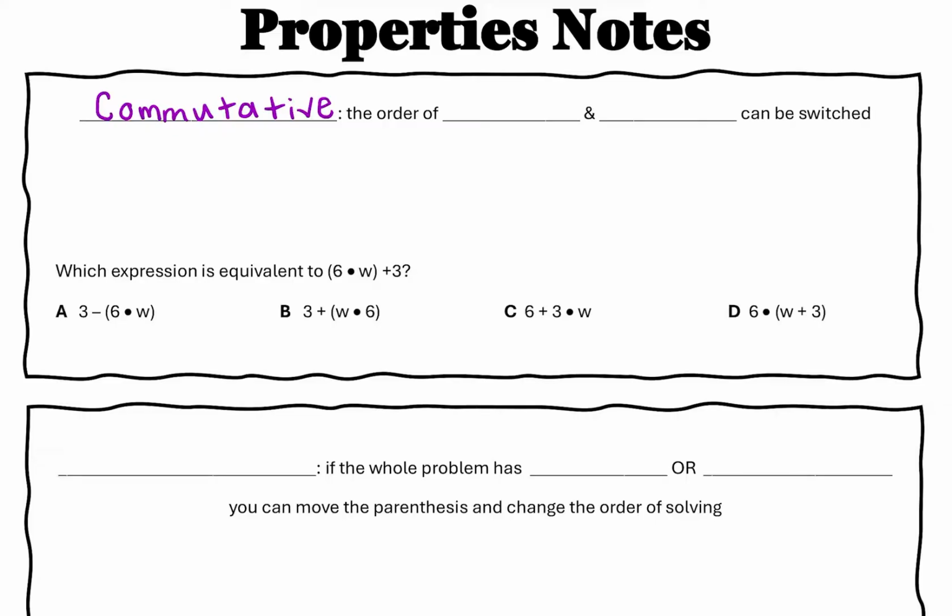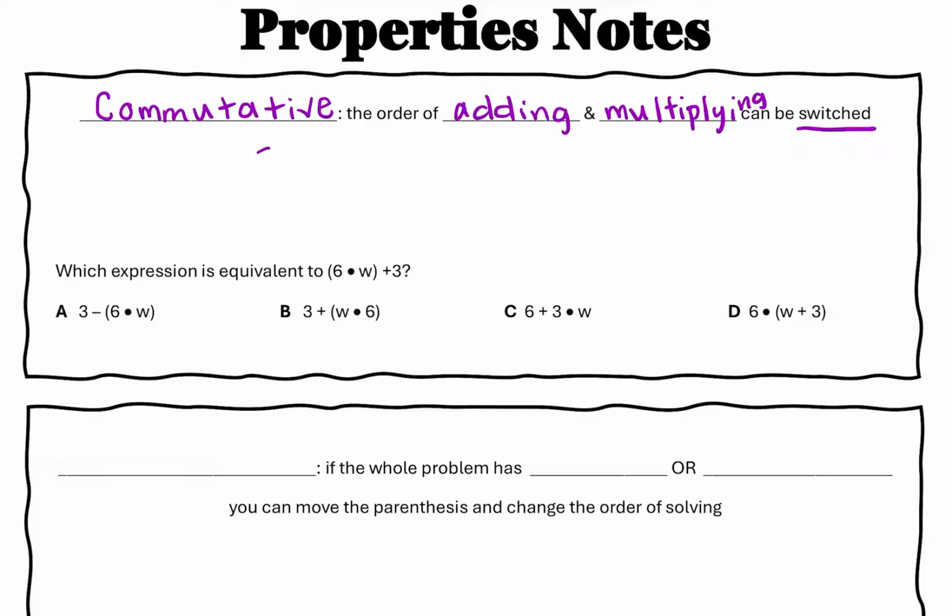I like to think of this as your community, because commutative kind of sounds like community. It means the order of adding and multiplying can be switched. And when we do switch it, the answer doesn't change.